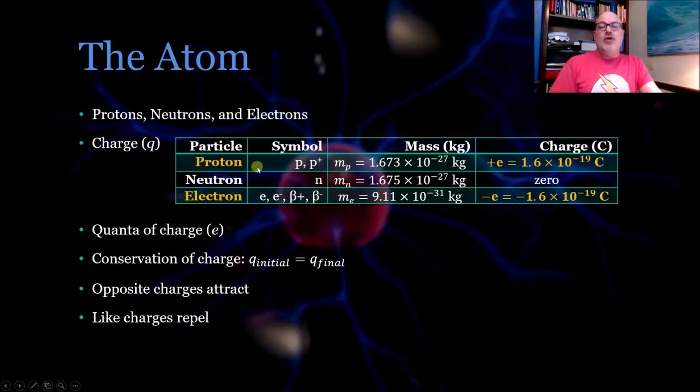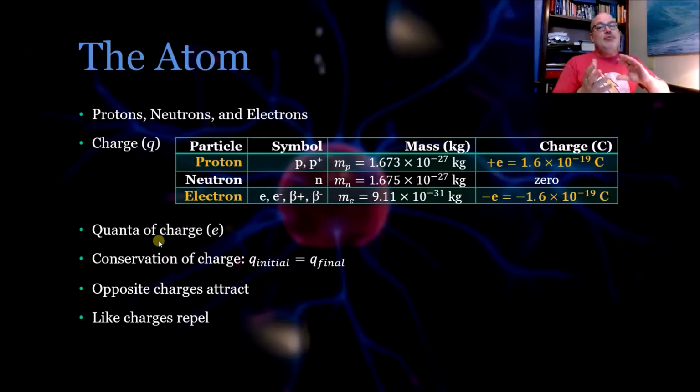And here are their properties. Notice that the electron is much smaller in mass than the proton, but they have the identical size charge as each other. One's positive and one's negative. Now, this charge, this e charge, we call the quanta of charge. That is the smallest size of charge that we will see in static electricity.